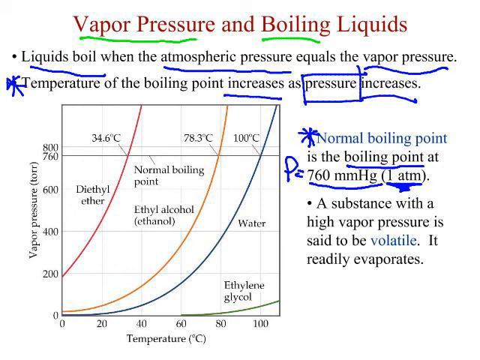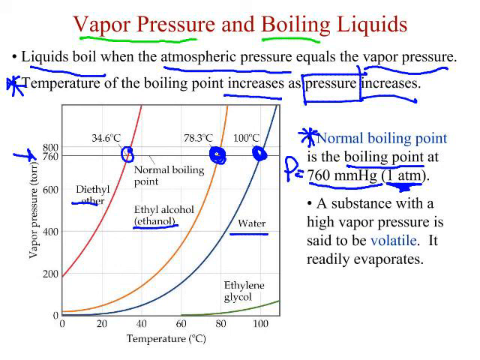Now, if we look at a few liquids right here, diethyl ether, ethanol, and water, here is the normal boiling point for each of these. For diethyl ether, the normal boiling point is 34.6 degrees Celsius. Ethanol, the normal boiling point is 78.3 degrees Celsius, and water, the normal boiling point is 100 degrees Celsius.